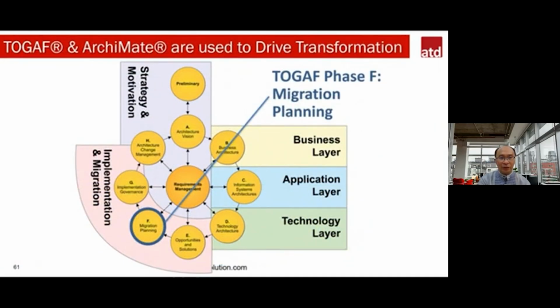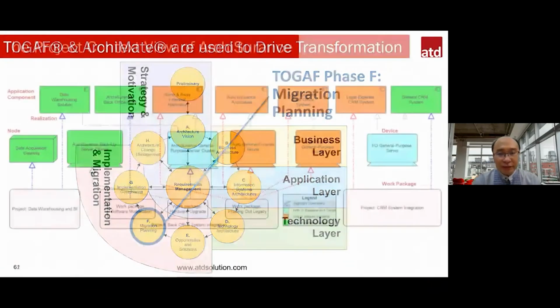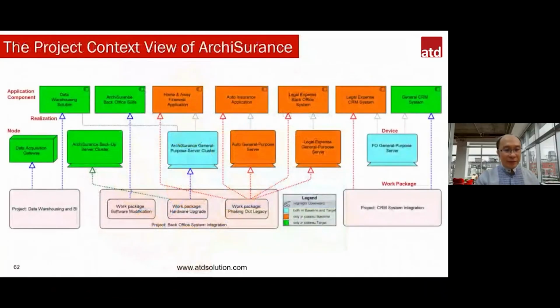Then the next one is on migration planning, which is where you are going to look at the particular project in more detail. So this is the example. The bottom part is actually about the work packages that need to be carried out, and every work package itself is fulfilling something. The green one is where you are going to develop a new node, like a data acquisition gateway.